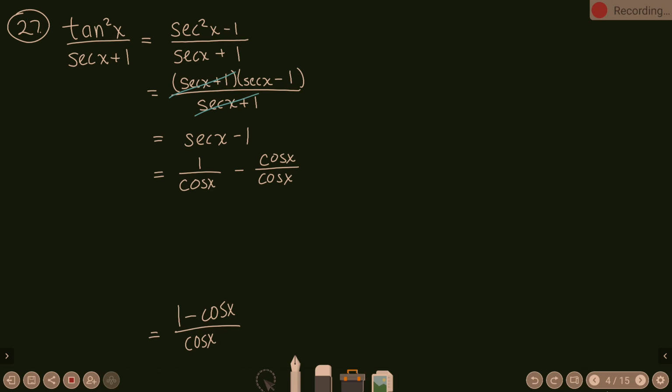Now, what do I have happening here? Fractions being subtracted with a common denominator. So what do we do? Keep the denominator, subtract across. 1 minus cosine is 1 minus cosine. What just happened? You did it. We got there.